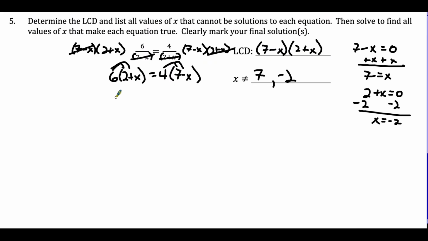Now, I just need to distribute and solve. So over here, 6 times 2 is 12, 6 times x is 6x, 4 times 7 is 28, 4 times negative x would be negative 4x. And now get my x's together on one side, so I will add my 4x over.